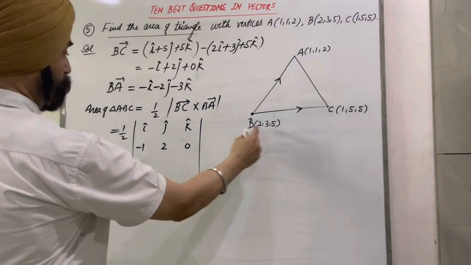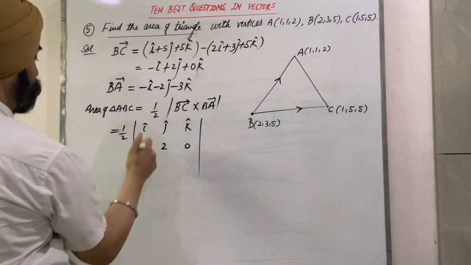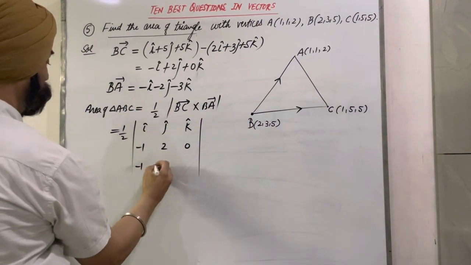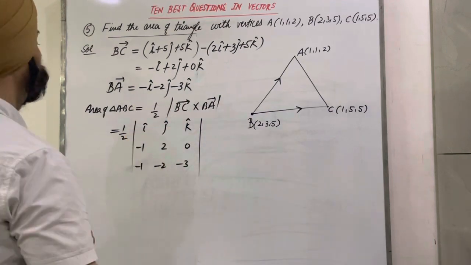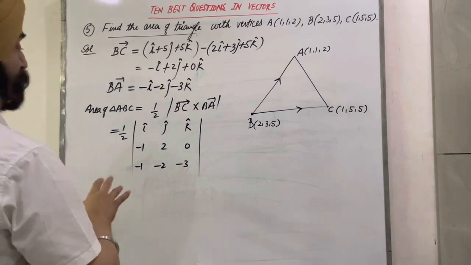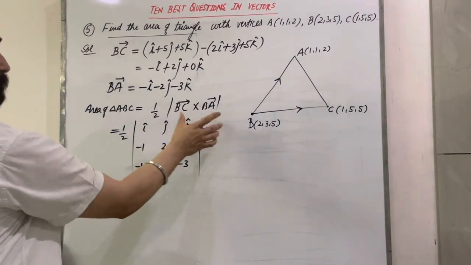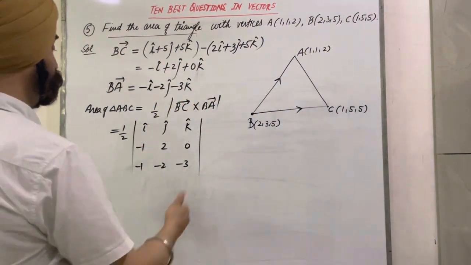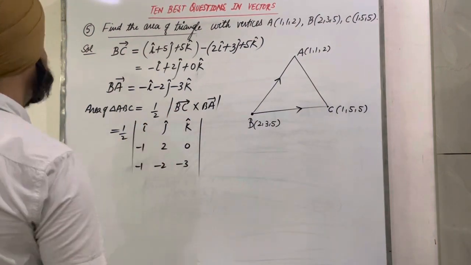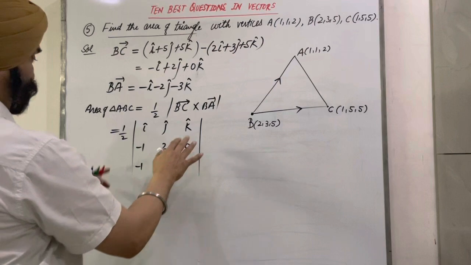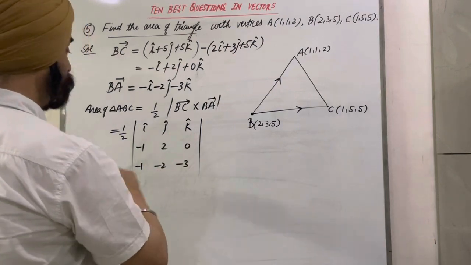And likewise for BA, we have -1, -2 and -3. So this way we have developed the determinant. What we are looking for is not the determinant sign, this is the magnitude of the cross product. Initially we are writing the cross product. This is BC cross BA along with half. Whatever we get for this one, we will be taking its magnitude.